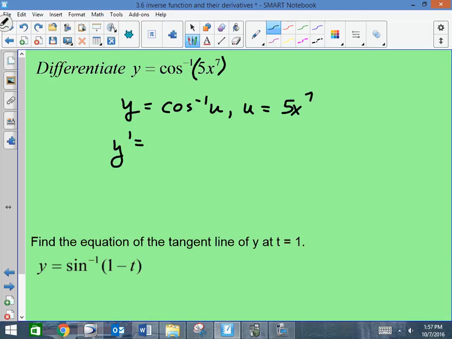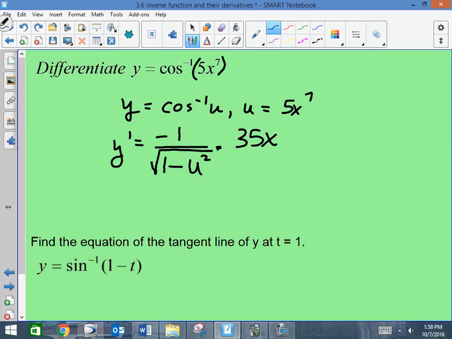Okay. So y prime. Inverse cosine of u is on that other page. What is it, Allie Grady? Negative 1 over the square root of 1 minus u squared. Okay, but it's not x, it's u. And that's the biggest thing to remember. I don't know why, but I guess because they're harder to remember, you remember them as x. But remember, whatever the variable is, you've got to use that variable. Okay, and then what's the derivative of u, Lindsay?